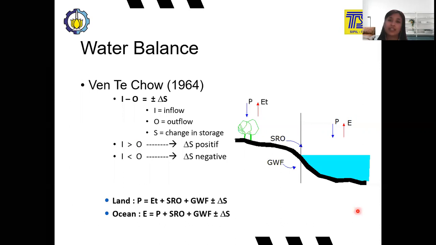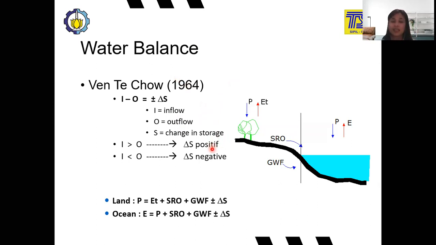And here we will introduce ourselves to the water balance. So what is water balance? Water balance is when the amount of water going into the system is also the same as the water going out. If it's not the same, there is a change in the storage, here we have delta S. If delta S is 0, the inflow is the same as the outflow, so it is balanced. The inflow is balanced with the outflow.